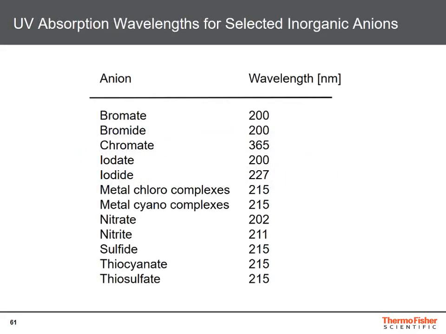The next slide shows a table with the UV absorption wavelengths for selected inorganic anions. We see that metal chloro or metal cyanic complexes, nitrite, nitrate, some sulfur components like sulfide, thiocyanate, and thiosulfate all absorb in a wavelength range between 200 and 250 nanometers. There are two exceptions. Chromate absorbs at 365 nanometers and iodide at 227.